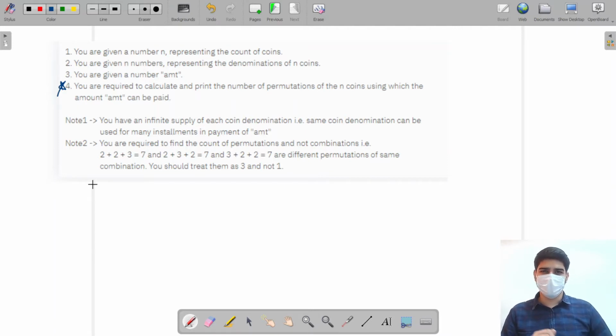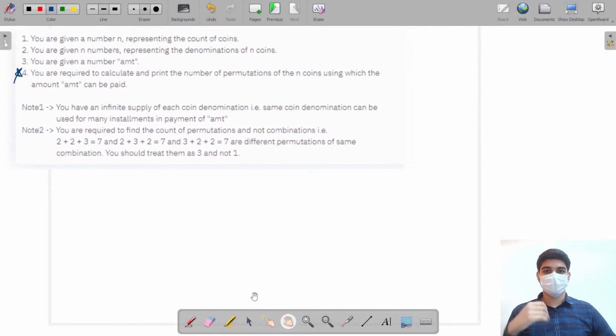I hope it's a bit clear by now because we have done a similar question, coin change combinations. The only difference from coin change combinations is that in this question we are interested in permutations as well, so we want rearrangements.